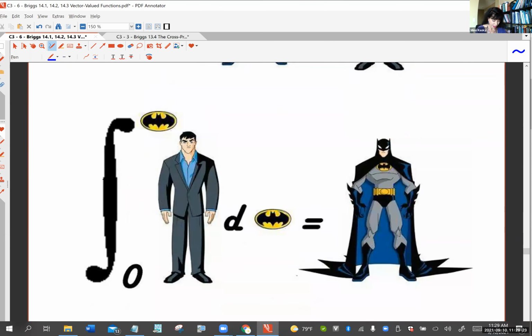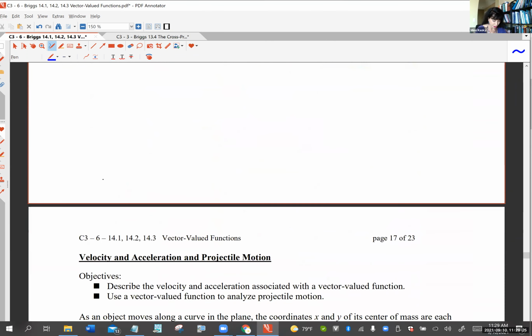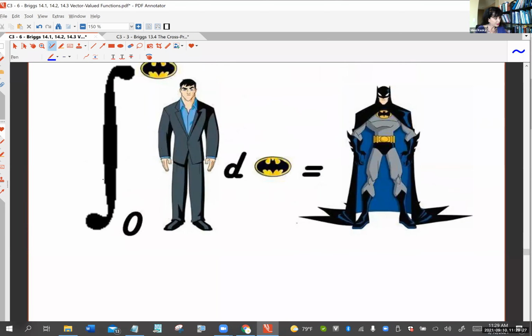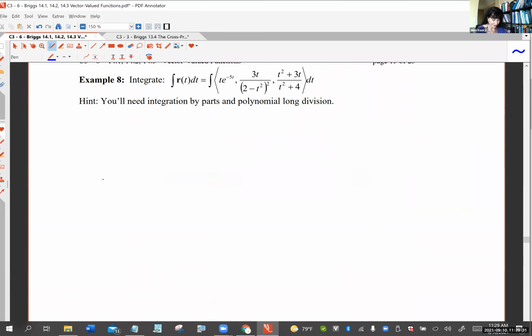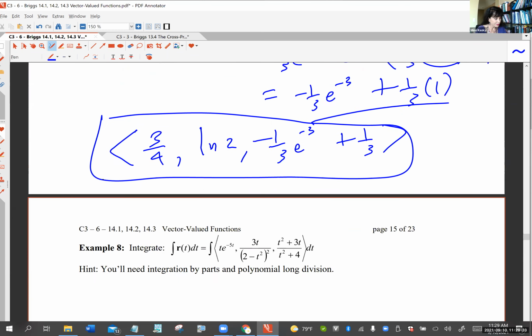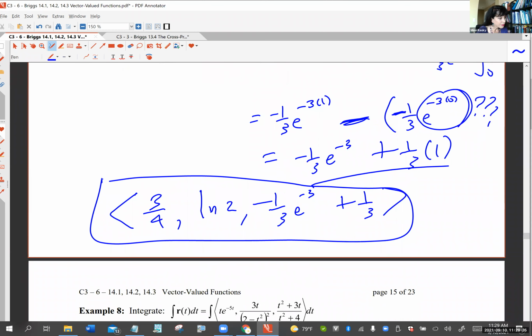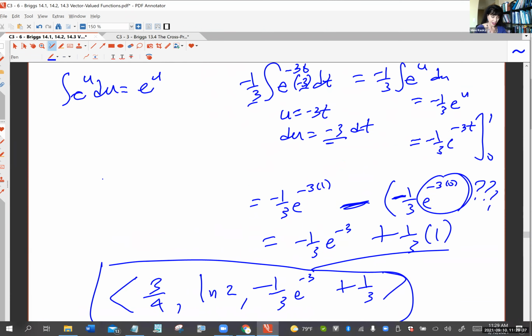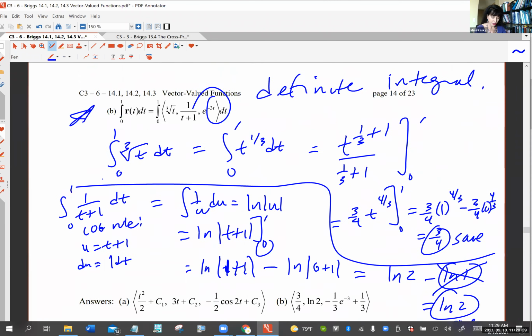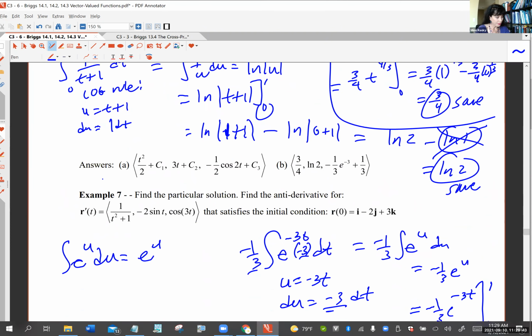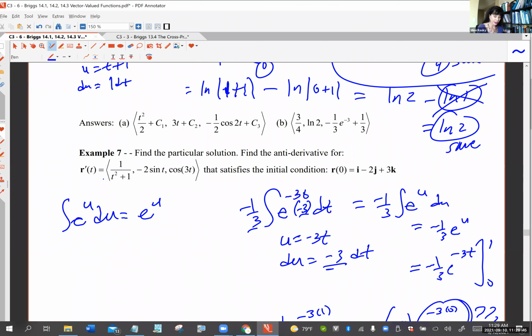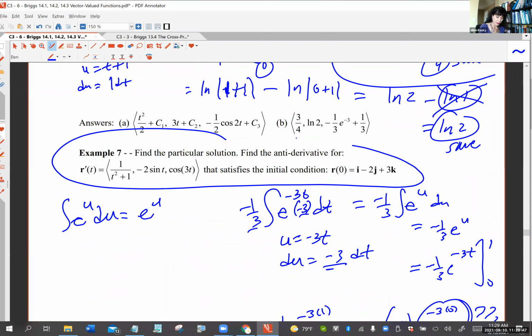Okay, I got a meme. But I want to do a particular solution one. Oh, do I not have one? Are we missing a page? I hope not. What is it missing? No, here it is. I wrote over it.